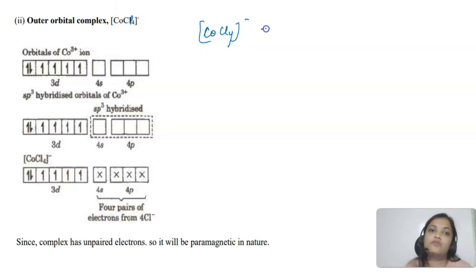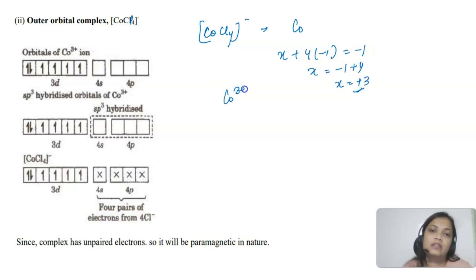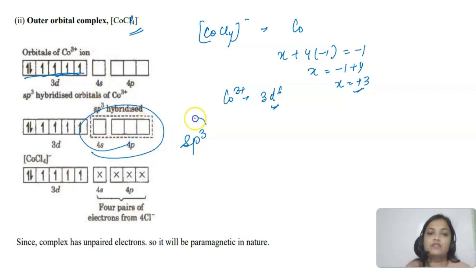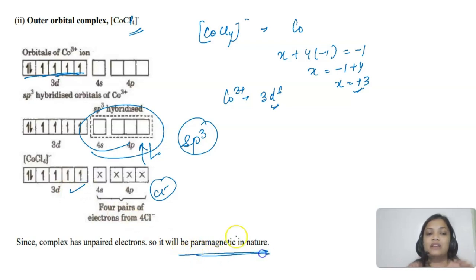Next, if I talk about [CoCl4], to find the oxidation state of cobalt, X plus 4 into -1 is -1, so X is -1 plus 4, so it's +3. Cobalt +3, we have just seen, is 3d6. Here we have chloride, but chlorine is a weak field ligand, so pairing will not happen and sp3 hybridization will happen. 4 electron pairs will come from the chloride. Here unpaired electrons are present, so it would be paramagnetic in nature, and the shape would also be tetrahedral.